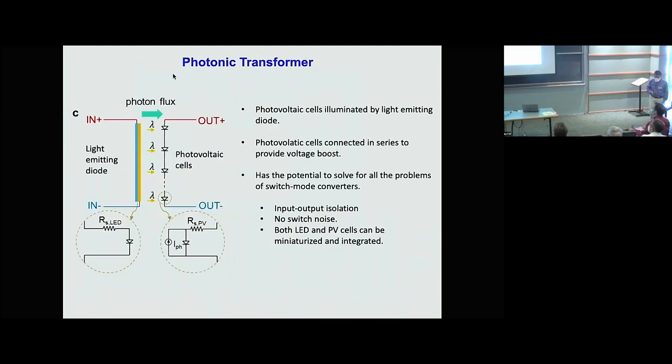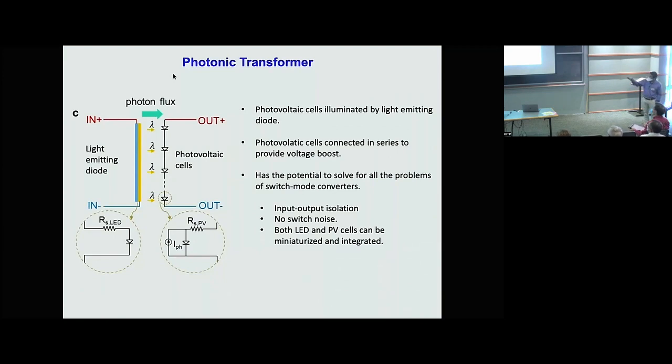So to overcome these difficulties, we thought that it would be interesting to do a photonic transformer. So the idea is you take, for example, a light emitting diode, emit light into photovoltaic cells, and then you connect the photovoltaic cells in series, so that if you put in 1 volt here on the LED, for example, you get a much larger voltage on the photovoltaic cell side. And even though it's a very simple concept, it in fact overcomes almost all the difficulties you can think of about a switch mode converter.